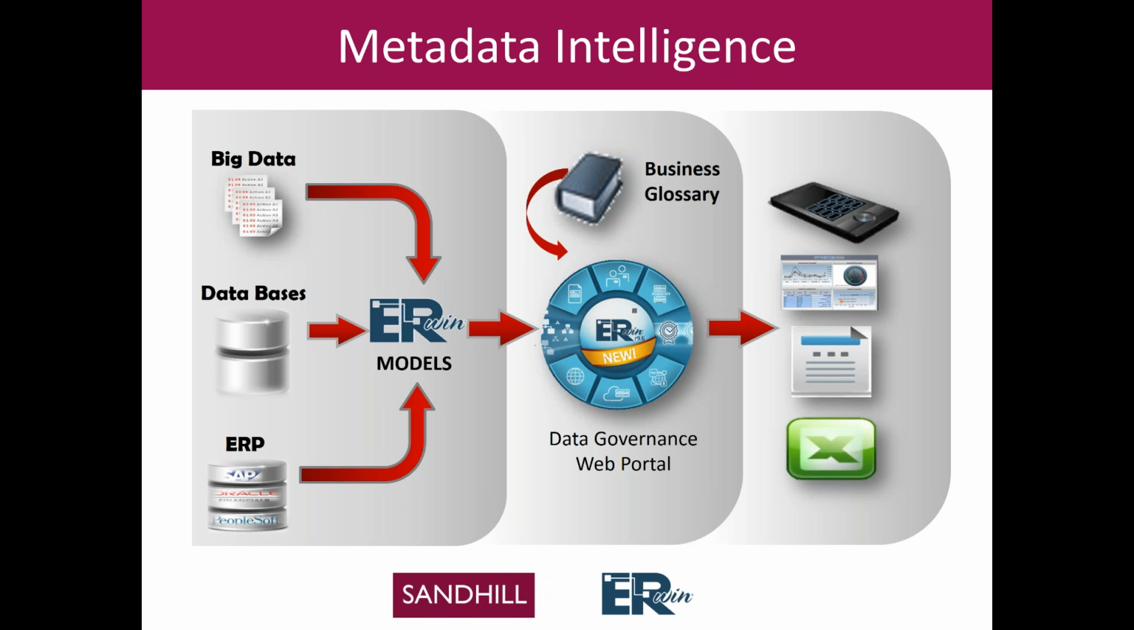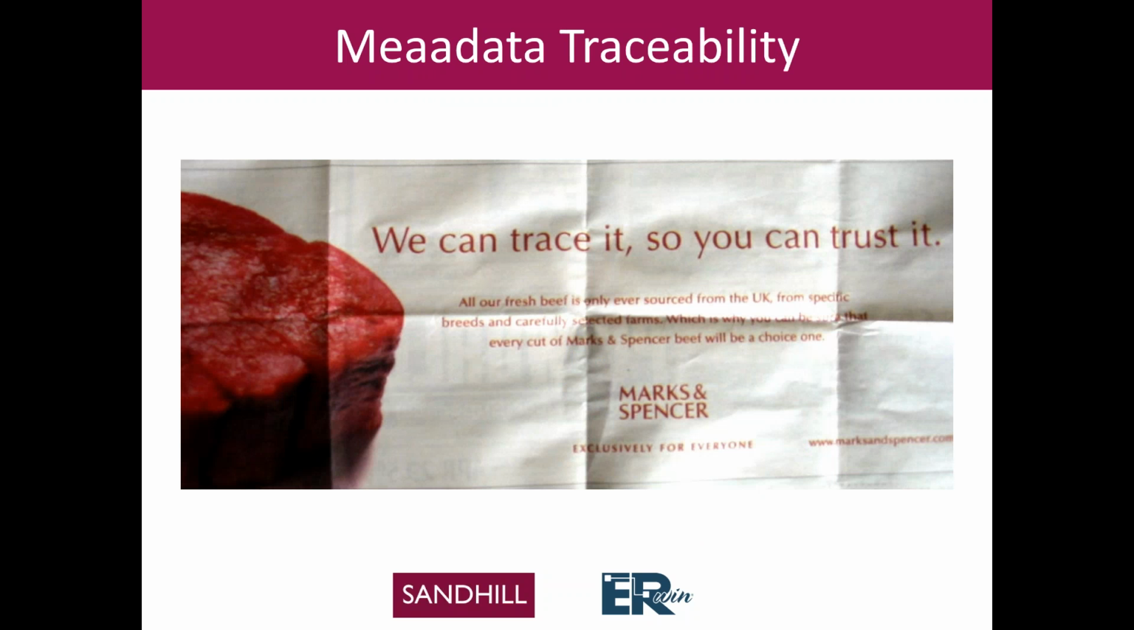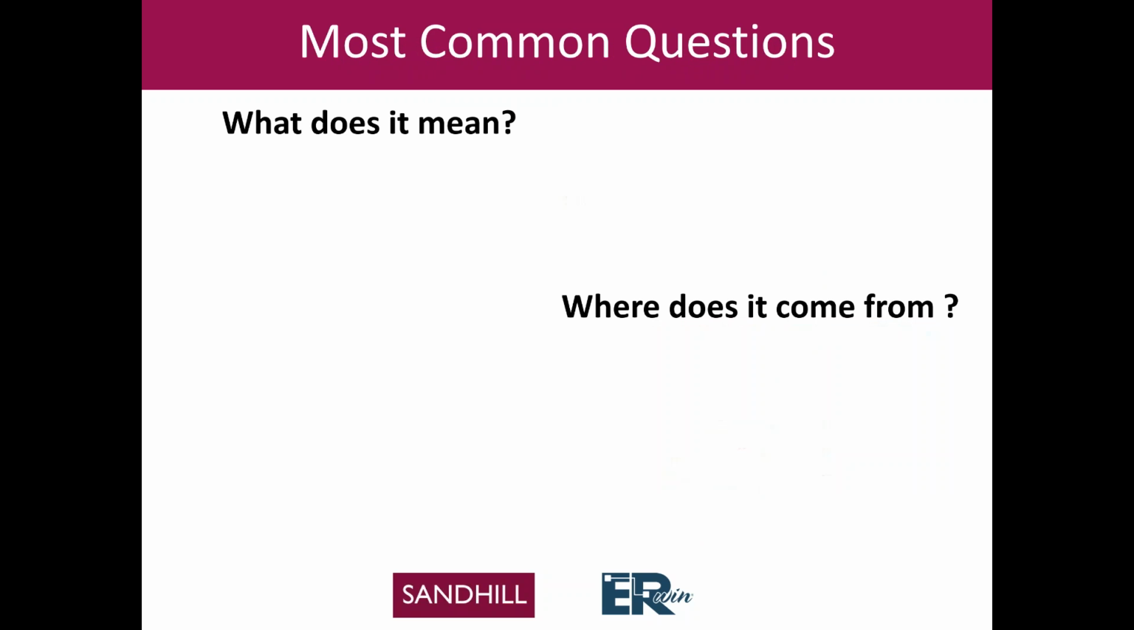Traceability, clearly very critical to understand, as we saw back in the days when we had the big scare over in England about meat. So we can trace it, you can trust it, and that's frankly what we're trying to achieve with the metadata and certainly with the repository of metadata. But the two primary questions that come from the business, either from a report or some other thing they've seen in their data systems, is what does it mean and where does it come from?